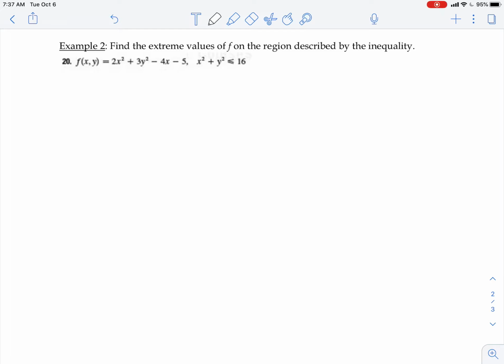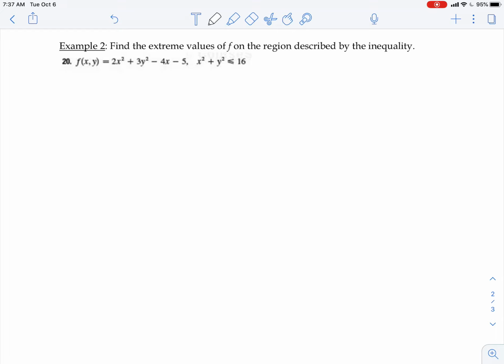Welcome back. Welcome to the next page of the notes, and we're going to go ahead and do example 2. We're going to find the extreme values of f on the region described by the inequality. Because this is a region described by an inequality, we have a constraint, and the constraint is x squared plus y squared is less than or equal to 16.